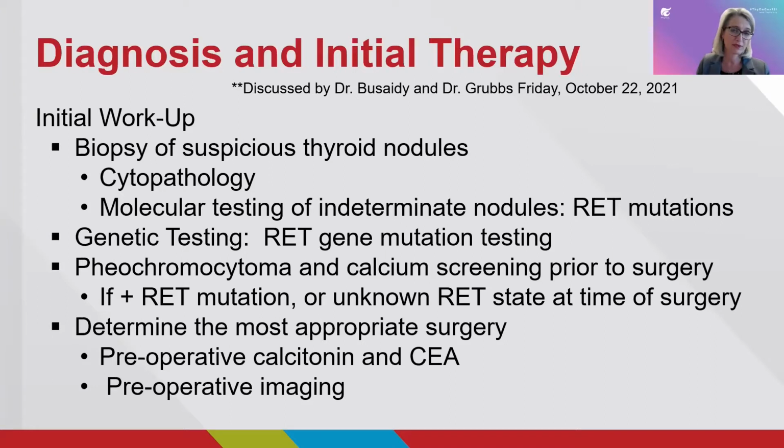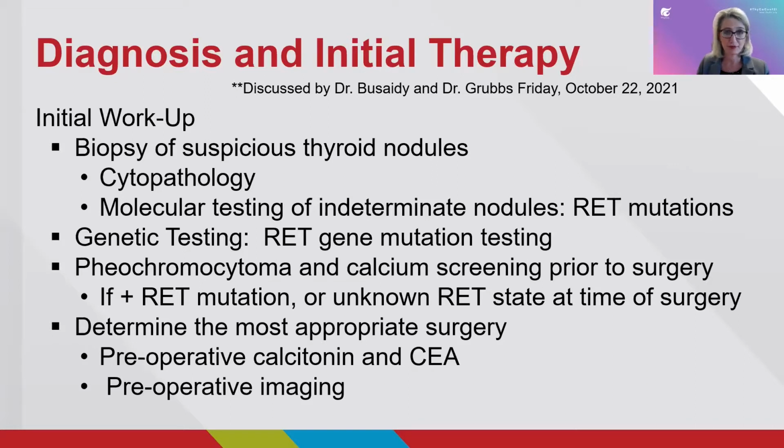Sometimes now, with the recent advent of molecular testing of thyroid nodules, maybe the cytopathology, or what the cells actually look like, is not clear, but we might find a RET mutation on some of the molecular testing that gives us a clue that this looks like it would be medullary. So that's a relatively new thing in the last 5+ years.